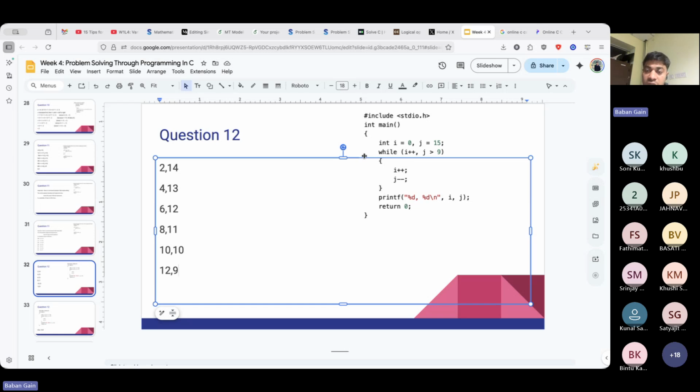Now it will go again here and check j greater than 9. This is false, but before that, this will get executed, right? So there will be another i plus plus. So 13, 9 will be the correct answer.